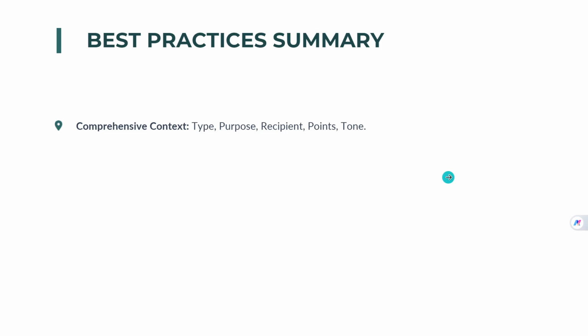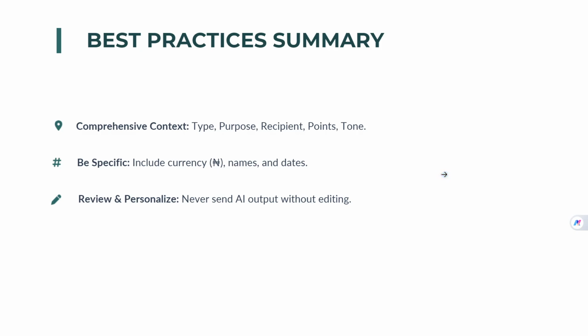So moving on, we have the best practices. Okay, let's summarize the key principles for drafting emails, reports, and memos with AI. Always provide comprehensive context, document type, purpose, recipient, key points, and tone. Be specific. Include names, dates, numbers, and any relevant details. Iterate by asking the AI to revise if the first draft isn't quite right. Review and personalize every draft. Never send out AI output without editing. Fact check any numbers, dates, or claims. Use AI to handle routine documents so you can focus your energy on high-stake communication.